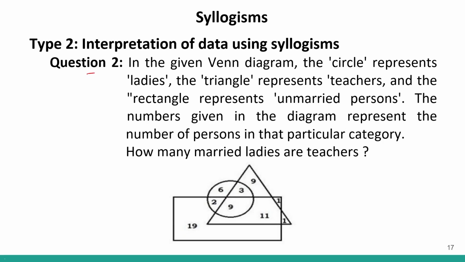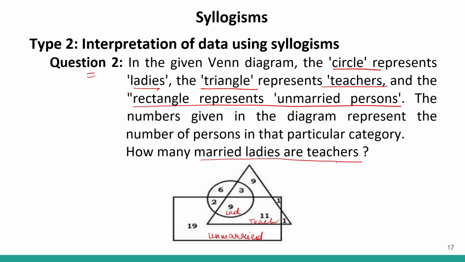Now, question 2, again a diagram based question. In the given Venn diagram, circle represents ladies. So circle means ladies. Okay. Triangle represents teachers. So this is teachers. Rectangle represents unmarried persons. So rectangle is unmarried people. Okay. Now, the number given in the diagram represents the number of persons in that particular category. The question asks how many married ladies are teachers.